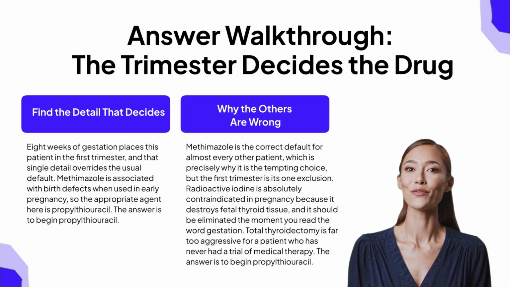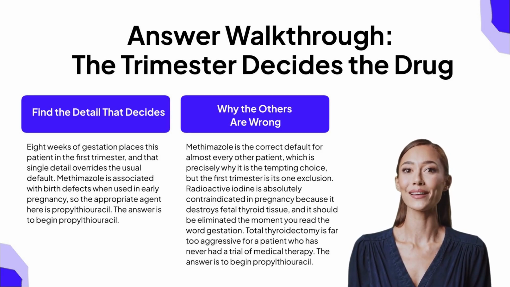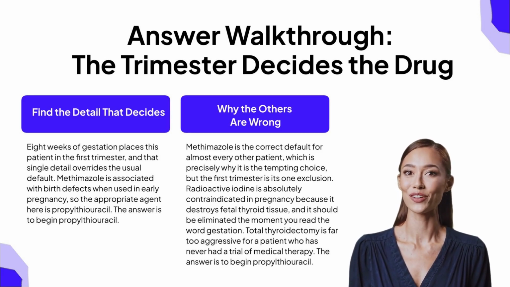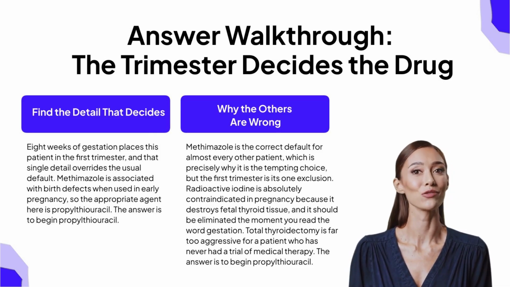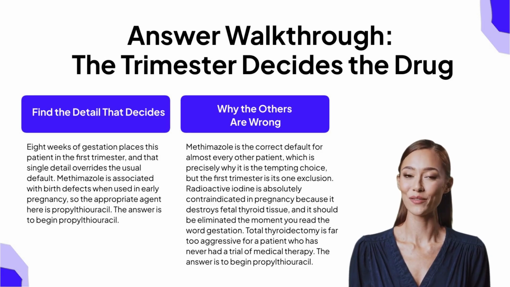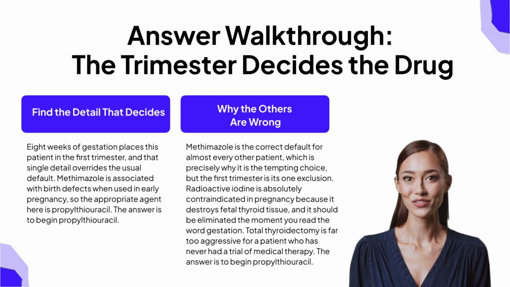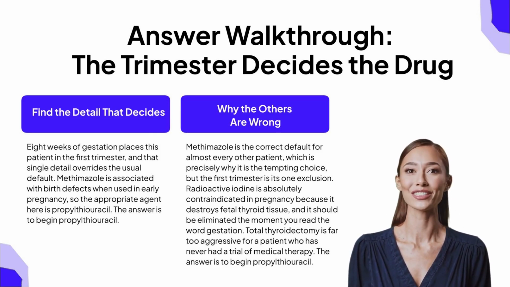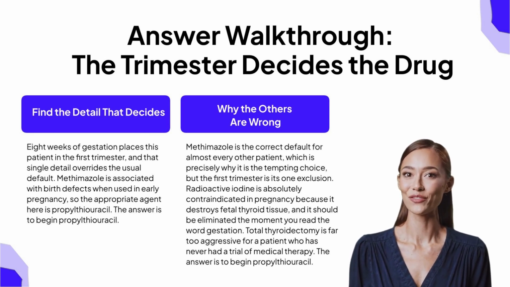Methimazole is associated with birth defects in early pregnancy, so the right agent is propylthiouracil. Second, why the others are wrong. Methimazole is the default for almost every other patient, which is exactly why it's tempting here, but the first trimester is its one exclusion. Radioactive iodine is absolutely contraindicated in pregnancy because it crosses the placenta and destroys fetal thyroid tissue, and it should be eliminated the instant you read gestation.